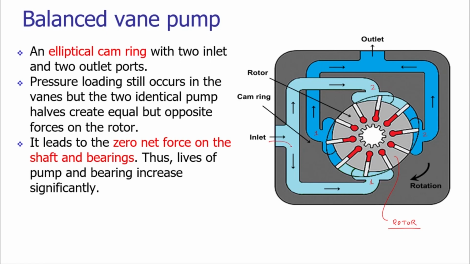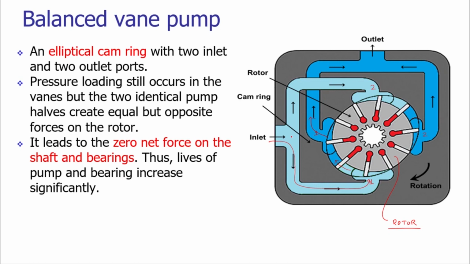So through the inlet, the fluid is coming inside the balanced vane pump and it will be pressurized here. And the pressurized fluid will be taken out by the outlet port 1, that is the respective outlet port 1.